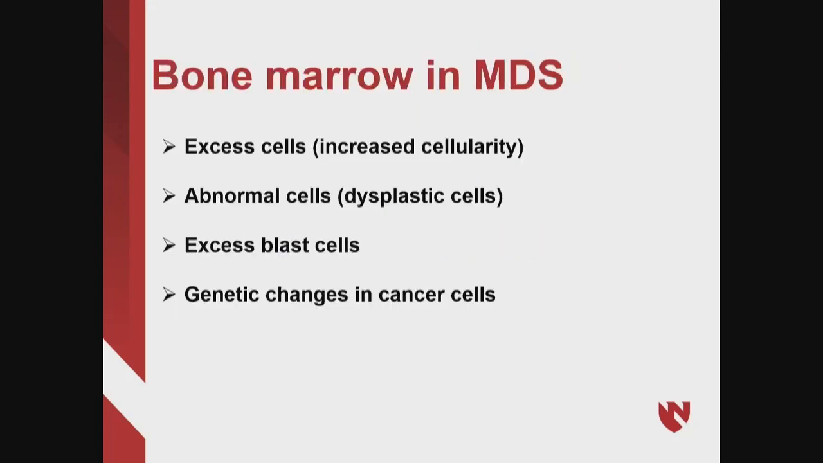The typical changes in the bone marrow in someone with MDS include an excess amount of cells. The vast majority of patients with myelodysplastic syndrome have an excess amount of cells. However, a subset of patients with MDS can have less than a normal amount of cells as well. But the classical finding is increased cellularity. And then we would see abnormal cells or dysplastic cells. An excess amount of blasts may be seen depending upon the type of MDS. And most of the patients with MDS will have genetic changes, which I'll talk about in a second.